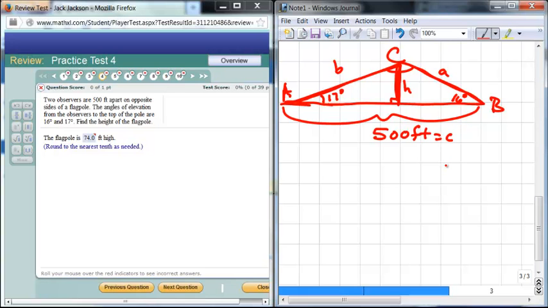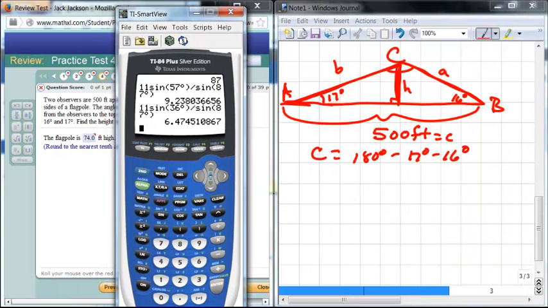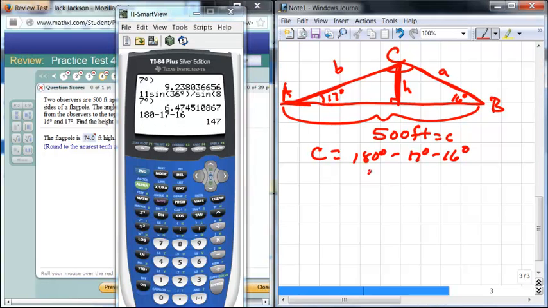And notice, we can find the big angle at C. Big angle at C is 180 degrees minus 17 degrees minus 16 degrees. Well, I've got a calculator, might as well use it. 180 minus 17 minus 16 is 147 degrees. So that's the bigger angle here at C.